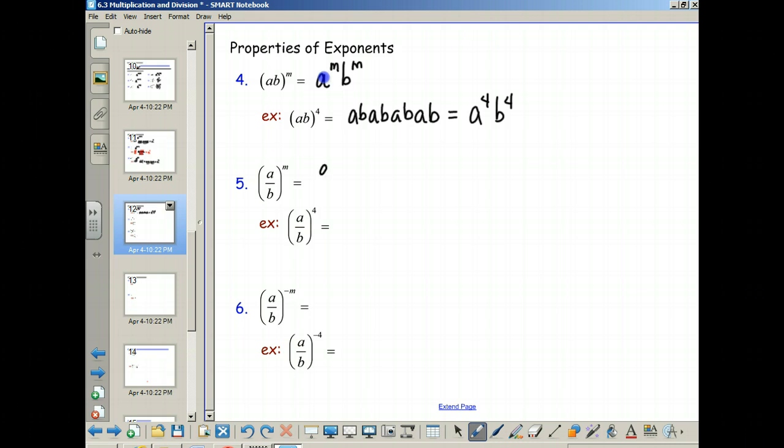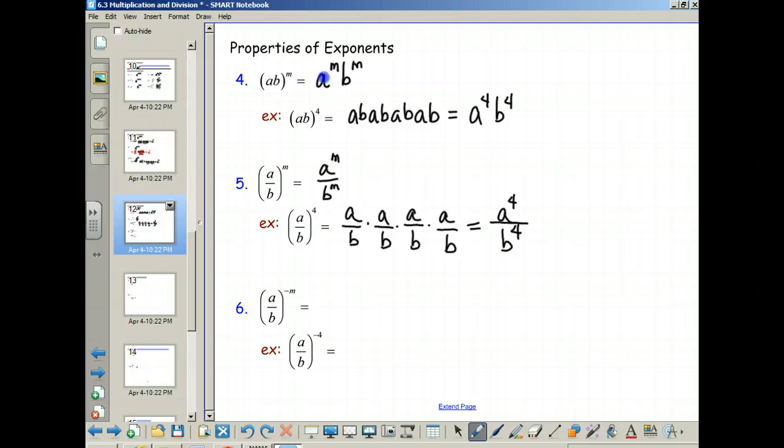Number 5, I have a over b, and it's raised to the m. That's the same as distributing the m to each of the numerator and denominator, respectively. By a similar argument as the last one, I can take a over b and multiply it 4 times, because it says a over b to the 4th. And if I do a quick count of this, straight across the top with the definition of multiplication, I have a to the 4th. Straight across the bottom, I have 4 b's, so that's b to the fourth. And why is it a to the fourth over b to the fourth? Because the original one was a over b to the fourth.